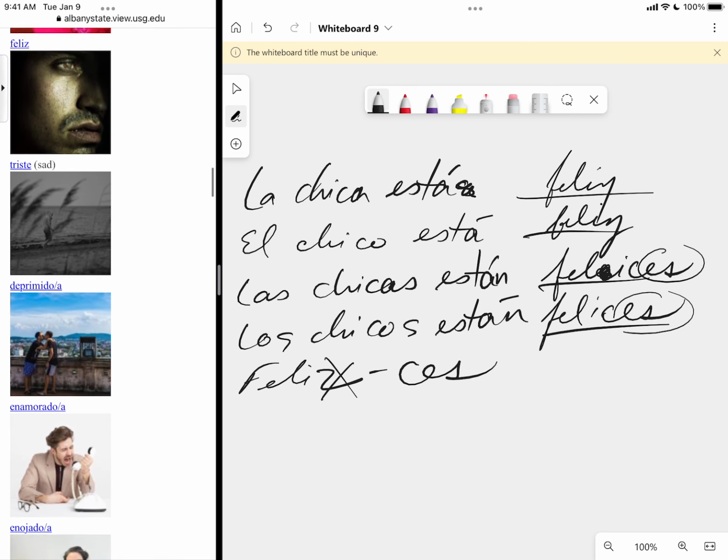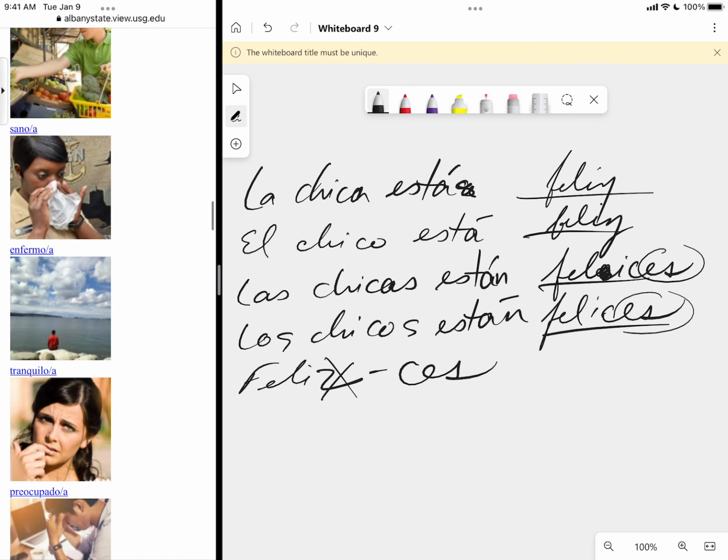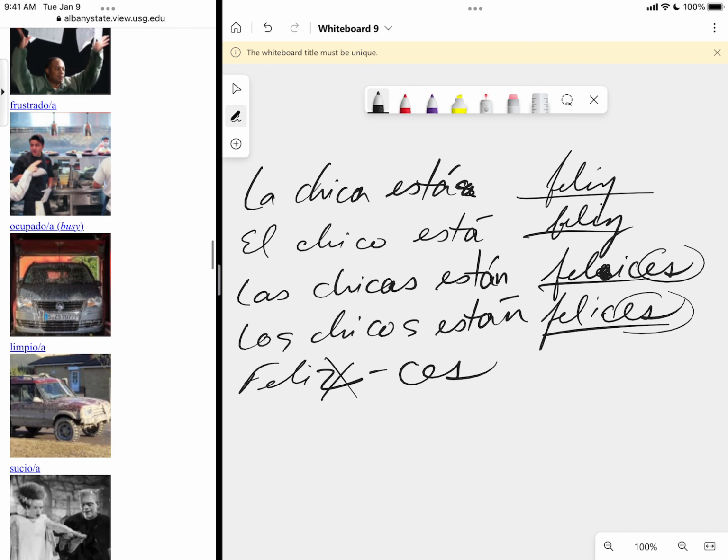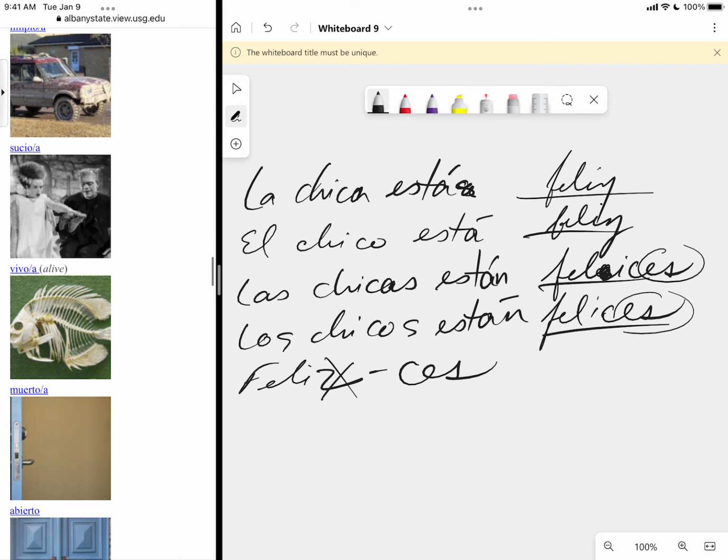Let me just scroll through our list and see, do we have any others? Most of the adjectives are O/A. Okay, so you get the idea.